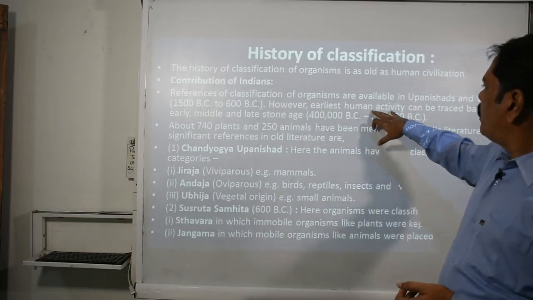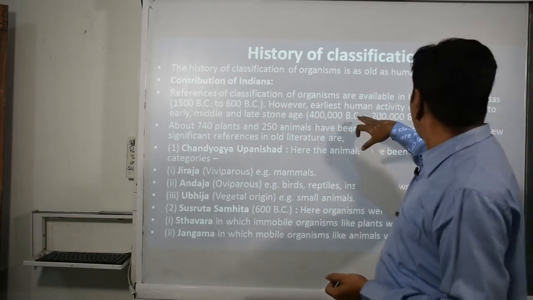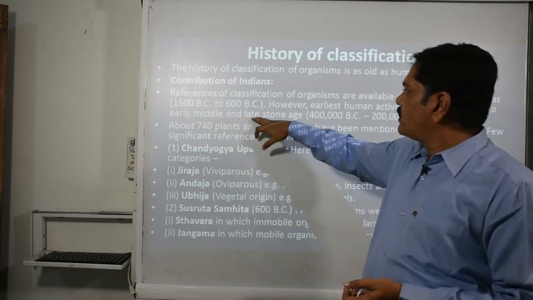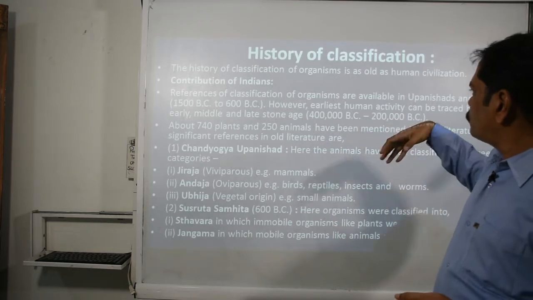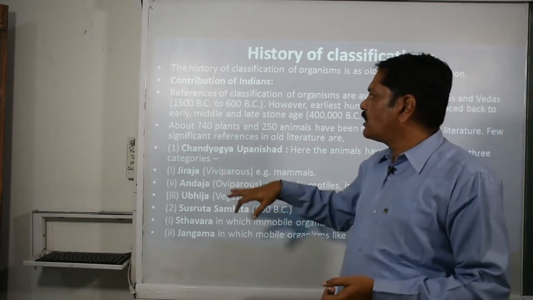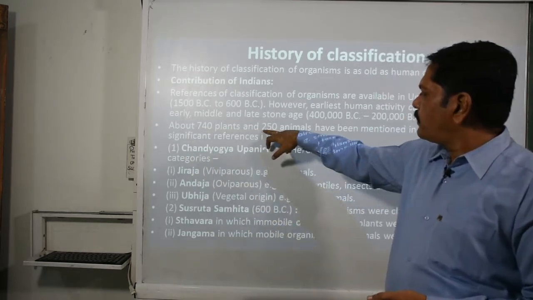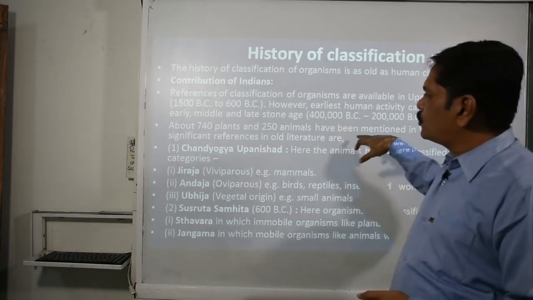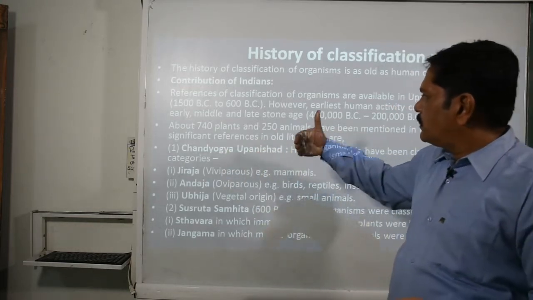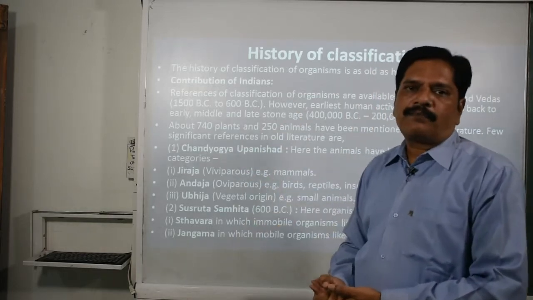However, the earliest human activity can be traced back to the early, middle and late Stone Age, that is 4 lakh to 2 lakh BC. About 740 plants and 250 animals have been mentioned in Vedic literature, and a few significant literatures are also available there. You know that.